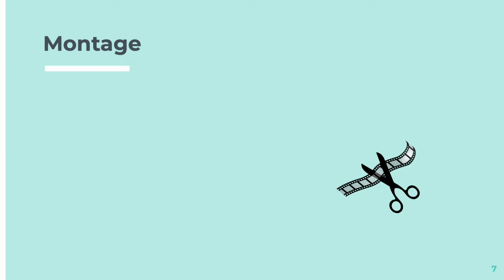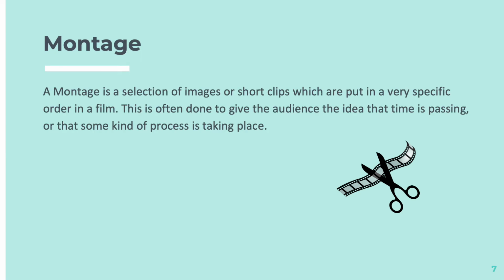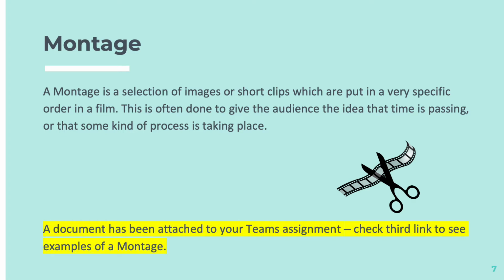On to montage then. A montage is a selection of images or short clips which are put into a very specific order in a film. This is often done to give the audience the idea that time is passing, or perhaps that some kind of process is taking place. In order to give you a better idea of what a montage is, you should really watch one. Again, refer back to the Word document that's been attached to your team's assignment and check the 3rd link to see examples of a montage. Pause the video and do that now.